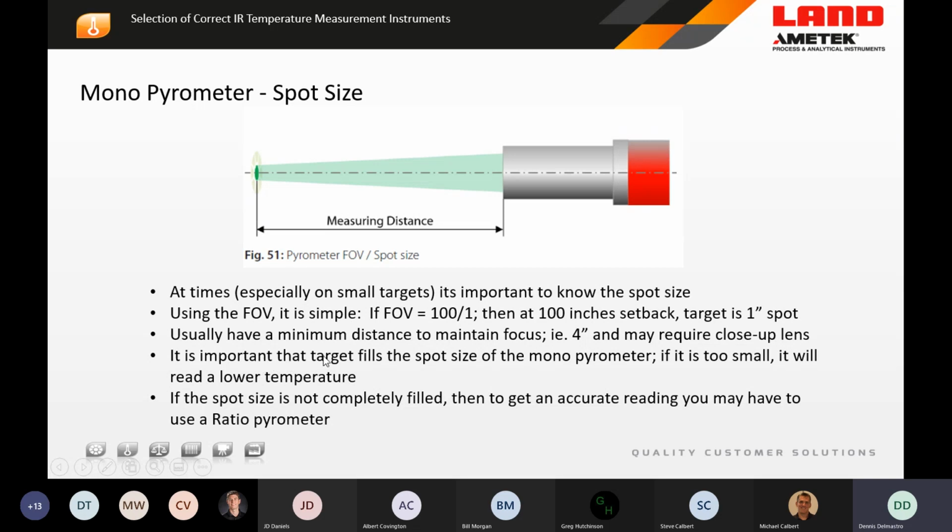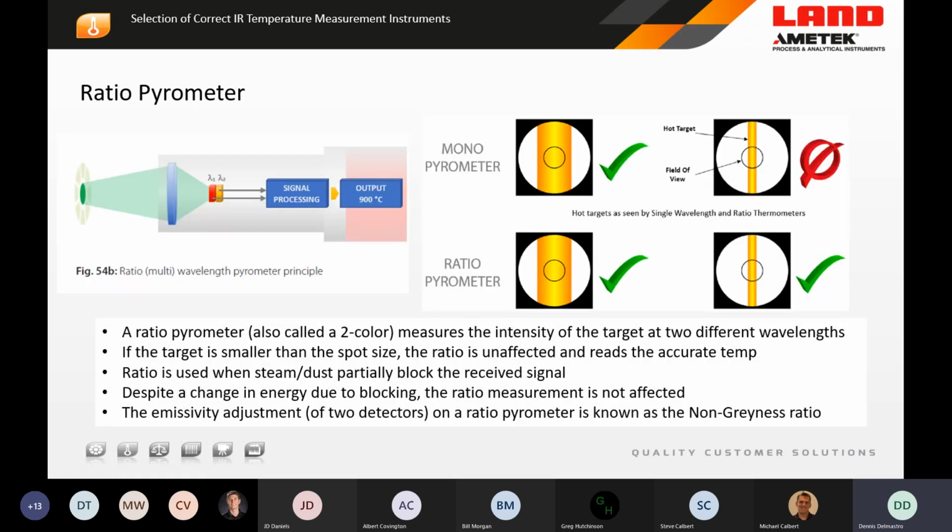Now, it's important that when you're looking at the object, the target, the object you're looking at, fills the spot size of the monopyrometer. If it's too small, it will read a lower temperature. Now, if the spot size is not completely filled, again, let's just say we're looking at an 1/8 of an inch diameter wire, it's very difficult to do that. Then to get an accurate reading, you may have to use what we call a ratio pyrometer.